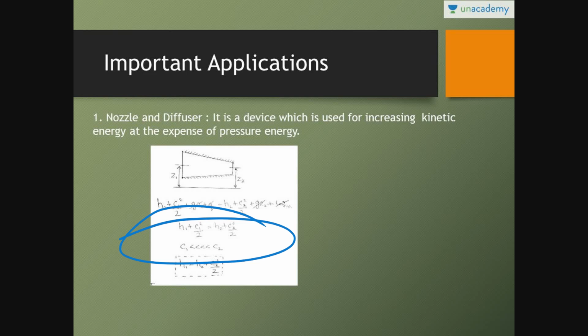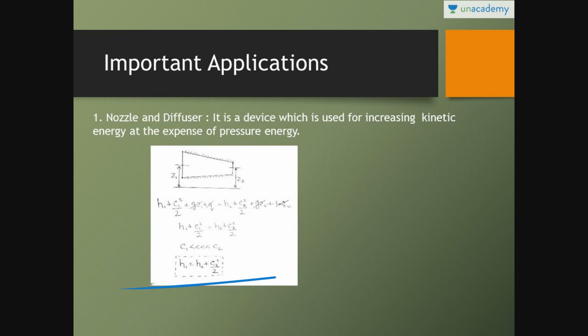Initial kinetic energy is very less than the final kinetic energy. So C1 is very less than C2, and the equation becomes H1 is equal to H2 plus C2 square by 2. So this is the equation for nozzle.